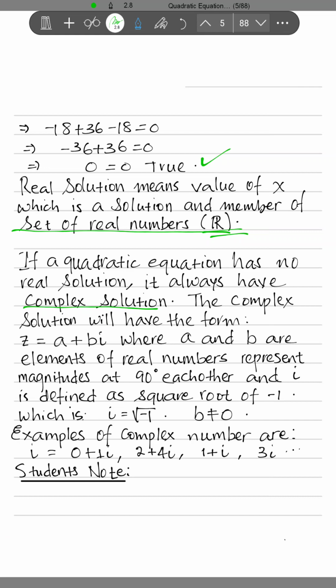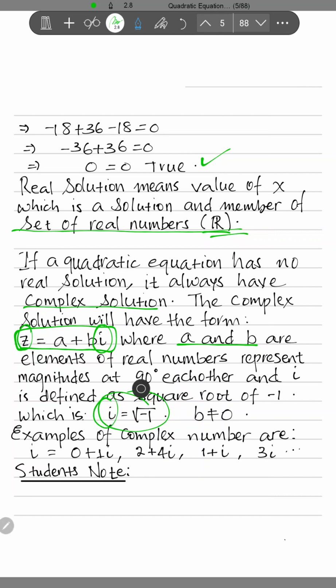The complex solution will have the form z, which is a complex number. The complex number z will have the form a plus bi, where a and b are elements of real numbers. They are simply real numbers. And the i, which is called iota, has a value of the square root of minus 1. Normally in the definition of real numbers, the square root of minus 1 is not defined. There is no negative number under the square root. So in the complex number domain, we can still have a value in which the square root of negative 1 is i.